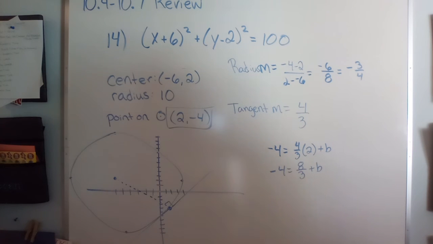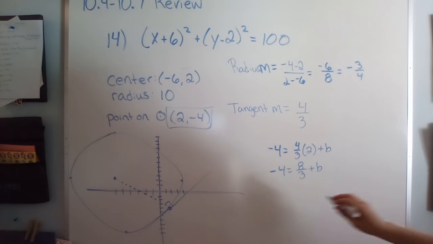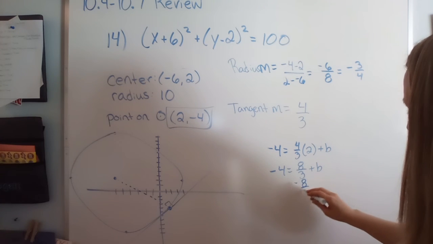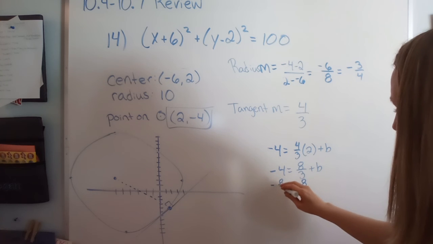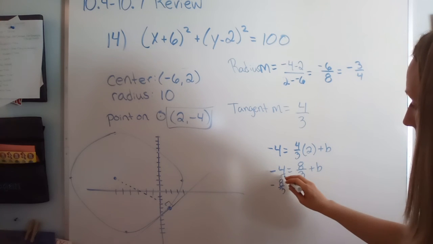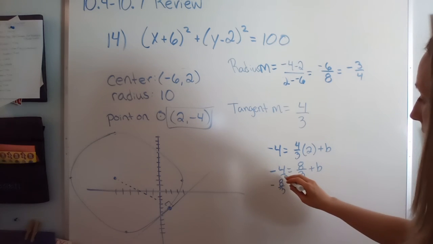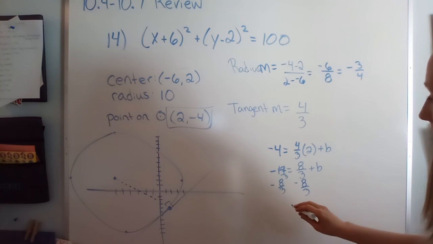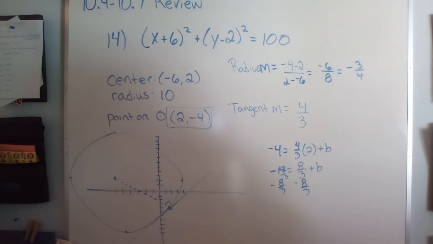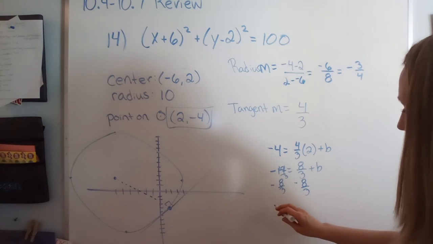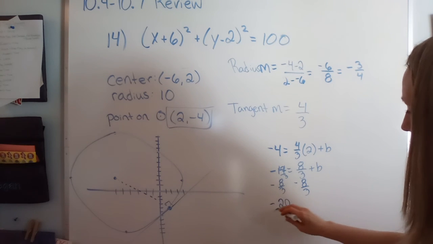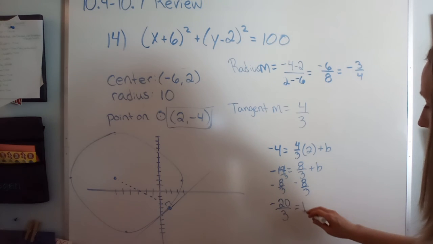All right, subtract 8/3 from both sides. Hold on a second, let me do it out. Minus 8/3, minus 8/3. If I wanted to have a denominator of 3, negative 4 is negative 12/3. Okay, so negative 20/3 is correct, right? Yes, negative 20/3 equals b.